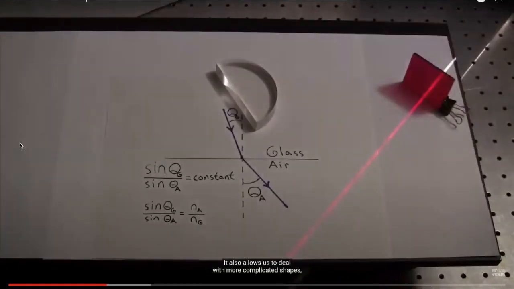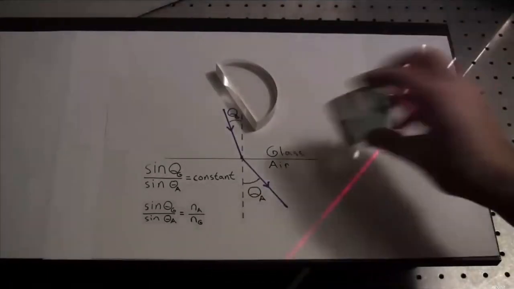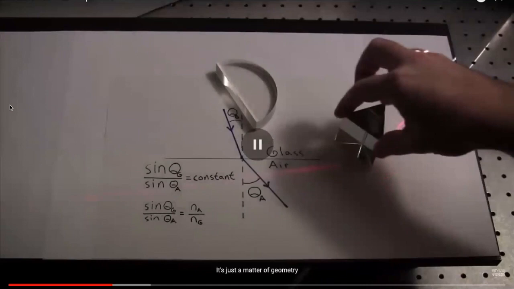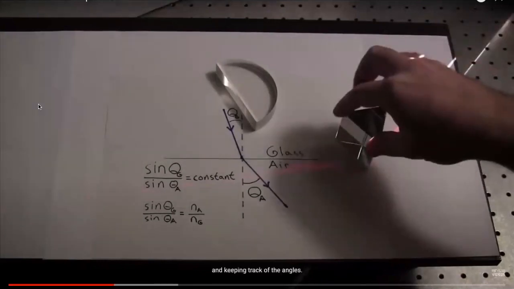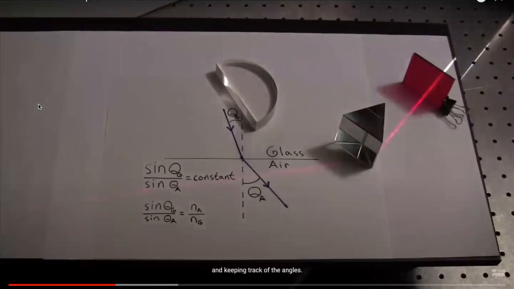And it also allows us to deal with more complicated shapes, like this triangular prism. It's just a matter of geometry and keeping track of the angles. Yeah, see, it is coming like this, refracted like this, and emergent like this.